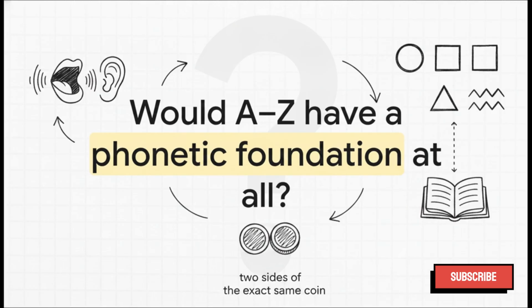Without the visual casing to organize the text, and without the auditory pronunciation giving it physical life, would the A to Z alphabet have any real phonetic foundation at all? It is a fascinating question, and it perfectly underscores exactly why the source material pairs these specific elements together. The visual symbols and the spoken sounds are literally two sides of the exact same coin.